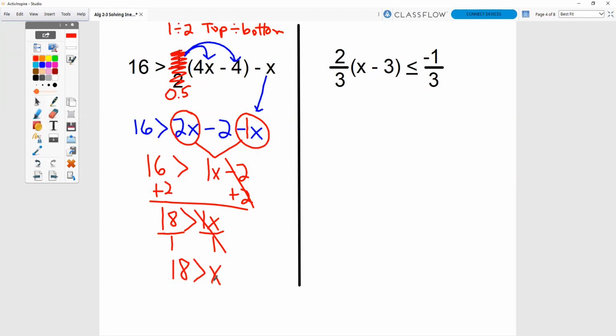You cannot leave your answer like this. You need to flip it around. When we flip things around, we flip everything around, including the inequality symbol. So greater than becomes less than. We want to be consistent. The point of the inequality symbol is facing the x. The point in our answer needs to face the x. Or if you want to think about it the other way, the mouth of the inequality is opened up towards the 18. We need to keep it opened up towards the 18.